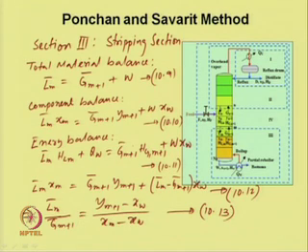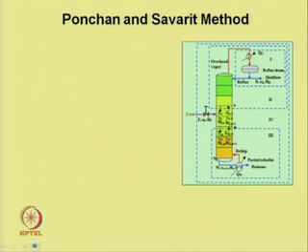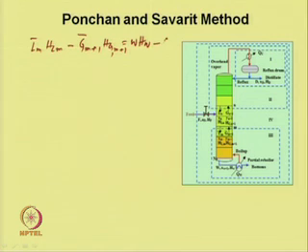Now, in 10.11, this energy balance equation we can write as L m bar H L m minus G m plus 1 bar H G m plus 1 is equal to W H W minus Q W, which is equal to W into (H W minus Q W by W).